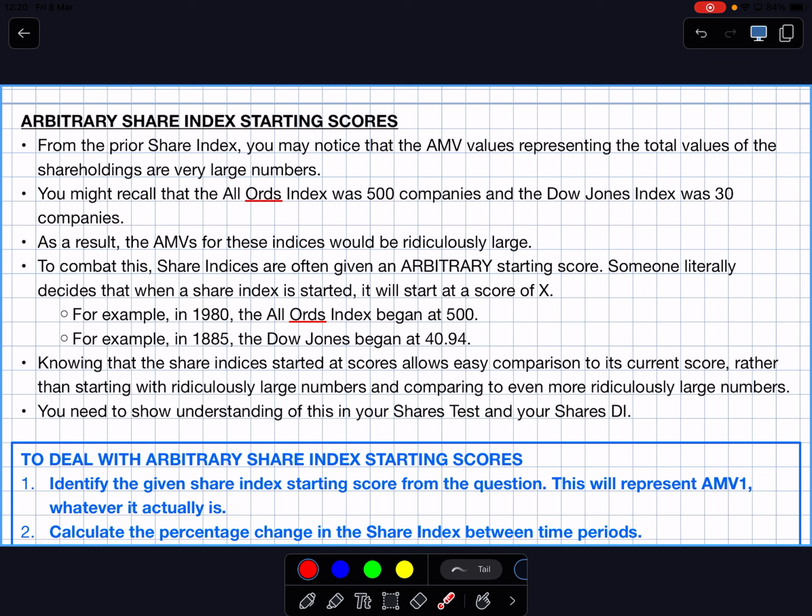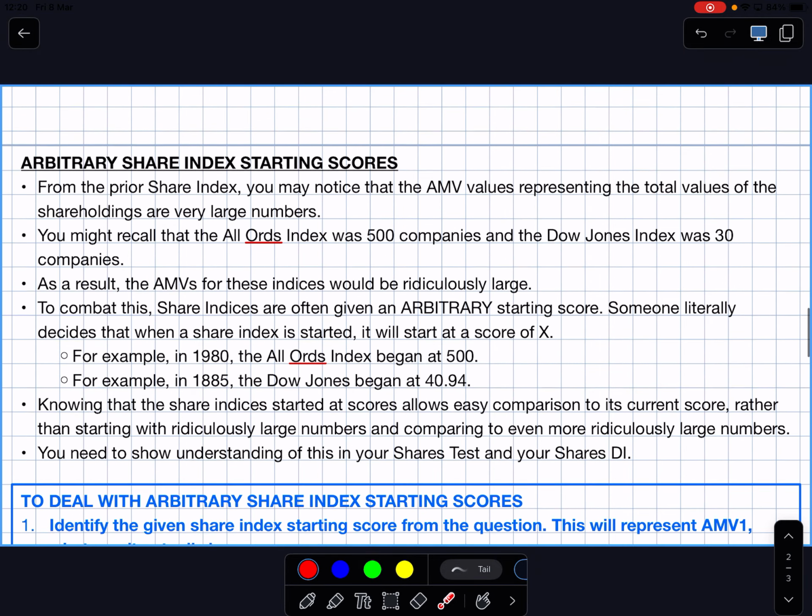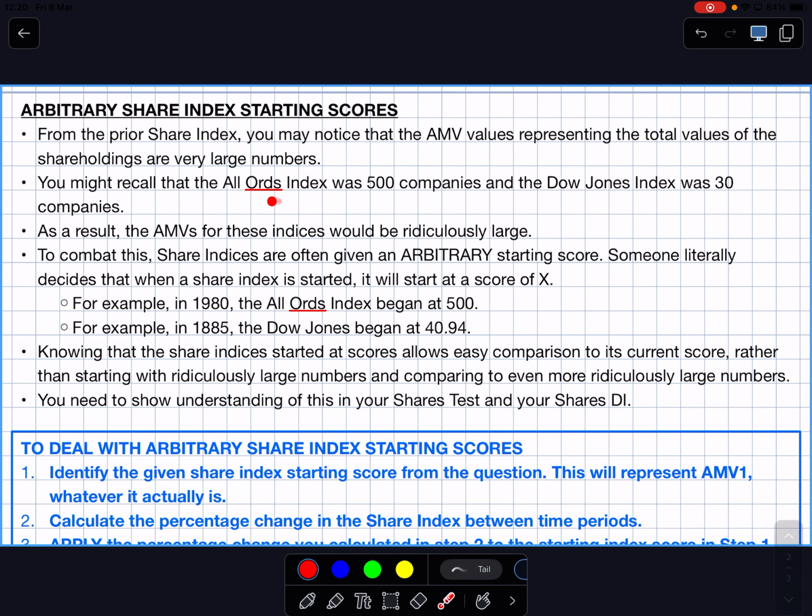It just happened, okay? From the prior share index, like our discussion right now, you agree that this number is ridiculous. But if we did that same index for the All Ordinaries or the Dow Jones, it would be even more ridiculous. So as a result, to combat this, share indices are often given an arbitrary score. What does arbitrary mean? Does anyone know?